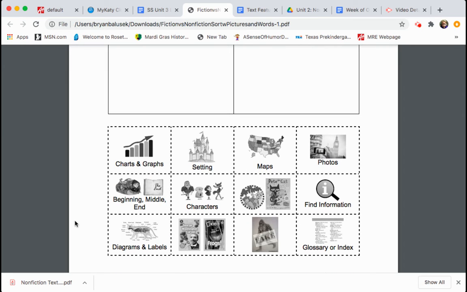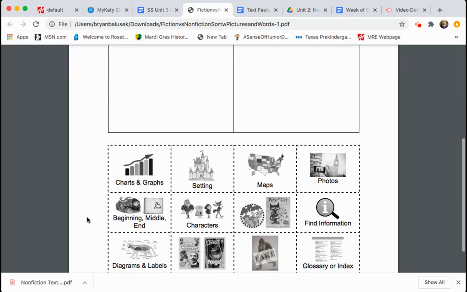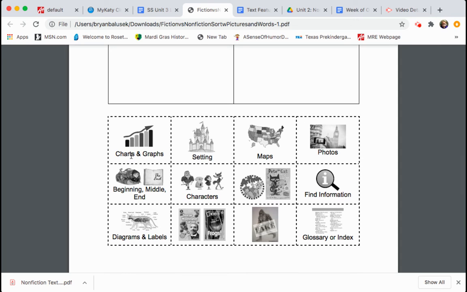Okay, so you could print this out and actually cut and paste, or you could just draw a T chart in your notebook and then write these things. So you have charts and graphs, your setting, maps, photos, beginning, middle, and end, characters, different books like Arthur and Pete the Cat. You have find information. You have diagrams and labels. You have George Washington Carver in the Frogs book. You have a picture that says fake, and you have glossary or index.